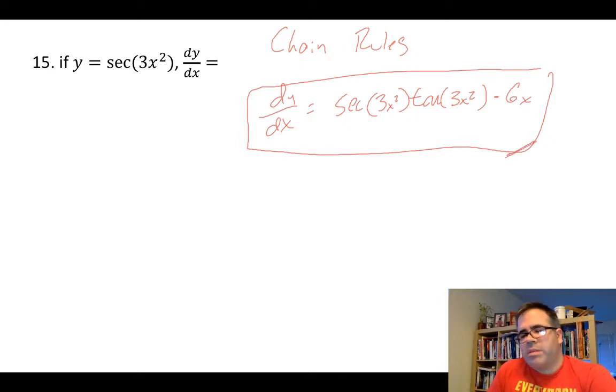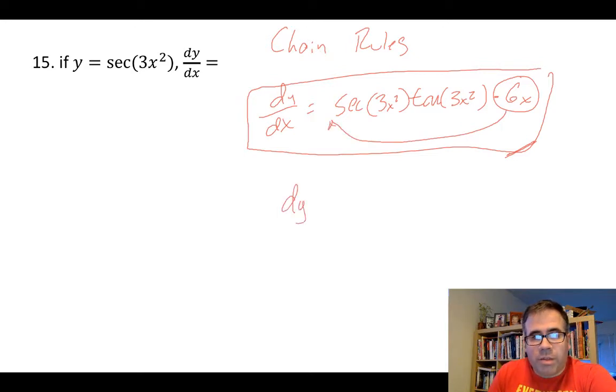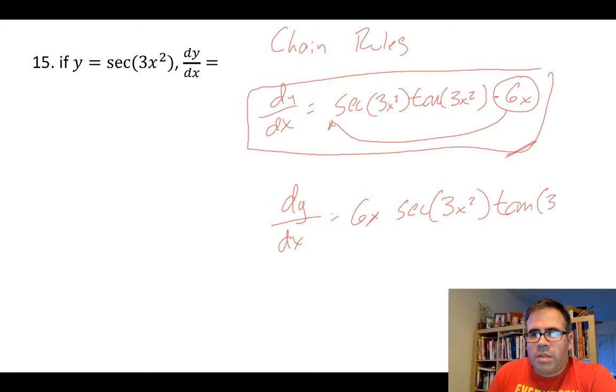Traditionally, if this was multiple choice, you would not see the 6x back here. They would have taken this and replaced it up here. So it would be written, if this were in a multiple choice section, as 6x secant 3x squared tangent 3x squared.